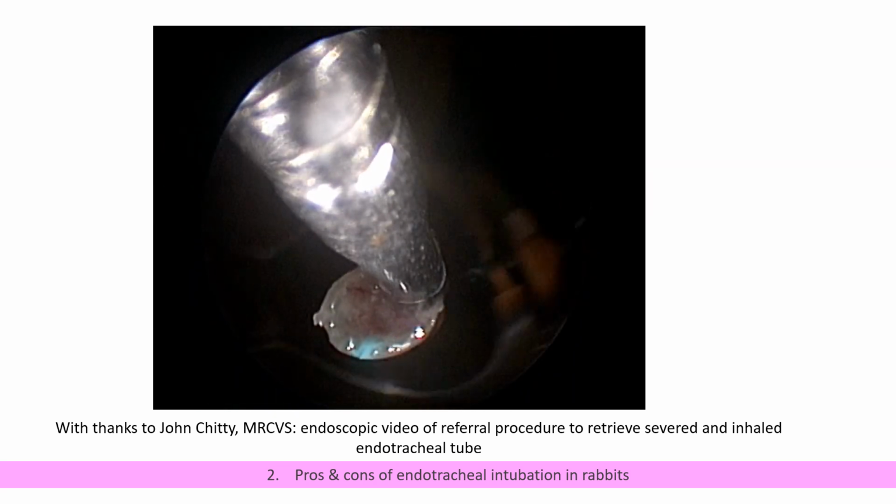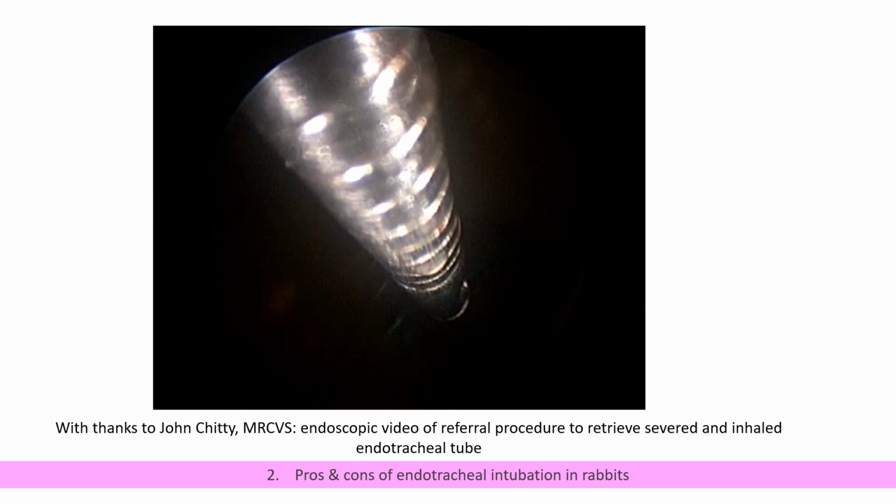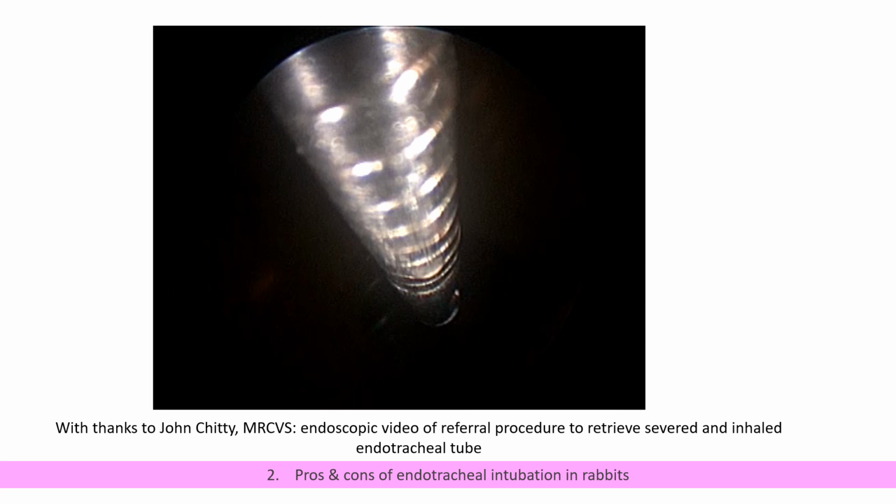That's the tube retrieved. So if you are intubating rabbits, you need to be thinking about some kind of tube protection. For instance, passing the distal end of that tube through an appropriately sized syringe in order to protect it from accidental amputation. It doesn't happen often, but when it does happen, it's very, very serious indeed.